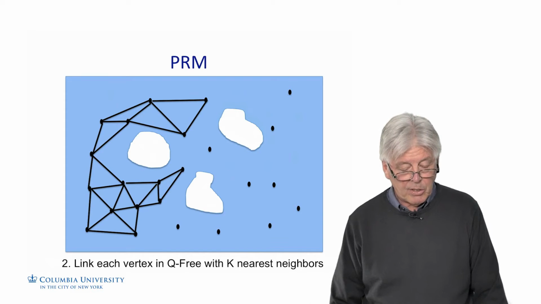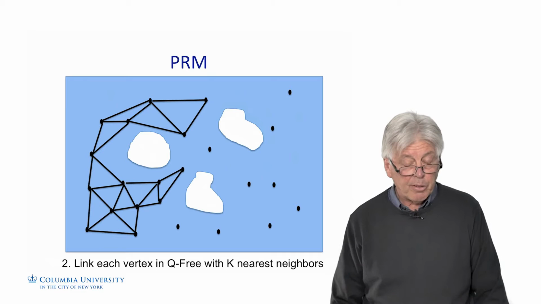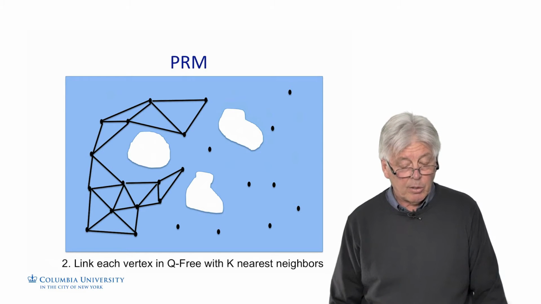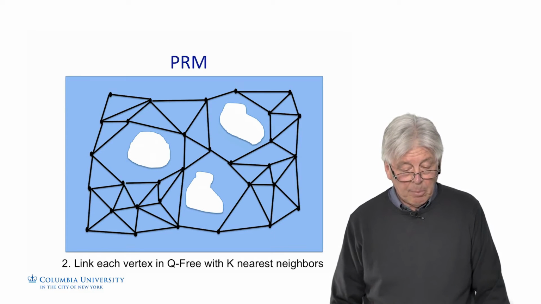Okay, so here you can see how we're building this graph. From each point, which is a configuration in free space, we find neighbors that are close by and connect up to them with an edge. And from that we can build this graph, which is now what we call a roadmap.